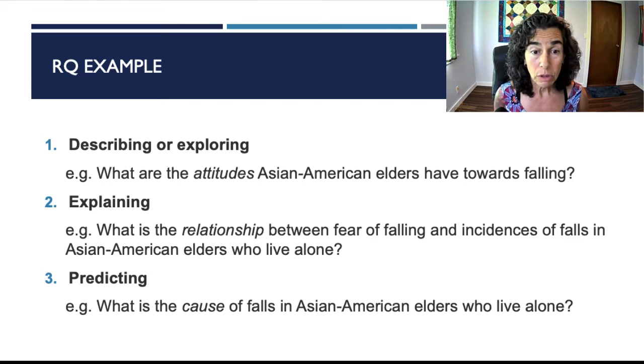We could also seek to explain what is the relationship between fear of falling and incidence of falls in Asian American elders who live alone. So there we're correlating two things. Or we could predict potentially what is the cause of falls in Asian American elders who live alone. So notice that this is an important issue. It's OT related, but it's not necessarily related to a treatment protocol. There's all different kinds of questions, and many different kinds of questions are equally important to us as practitioners.